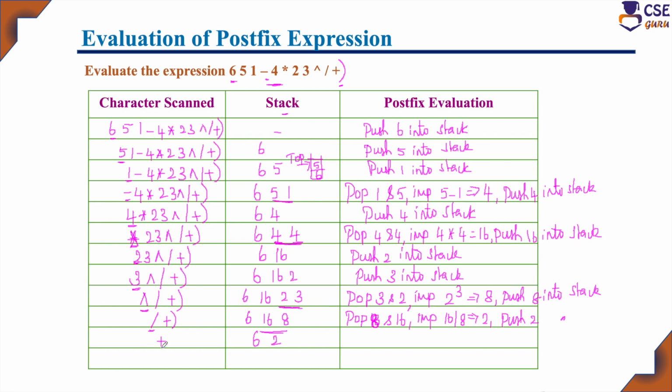Next, the remaining input characters are plus and closed parenthesis. Now the next input character is addition. So here pop the top two elements 2 and 6 and then implement the operation 6 plus 2, the addition operation, and the result you will get is 8. Push the result 8 into the stack. Now 8 will be in the stack and the remaining input character is the closed parenthesis only.